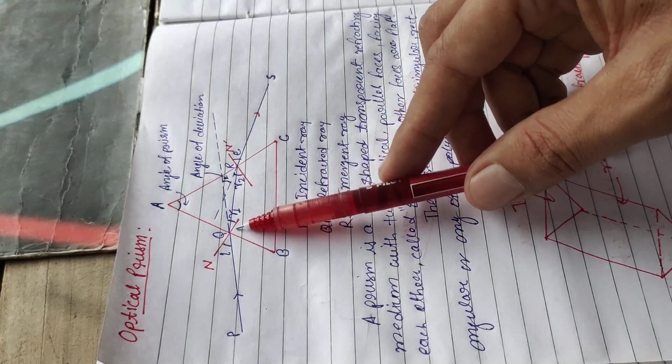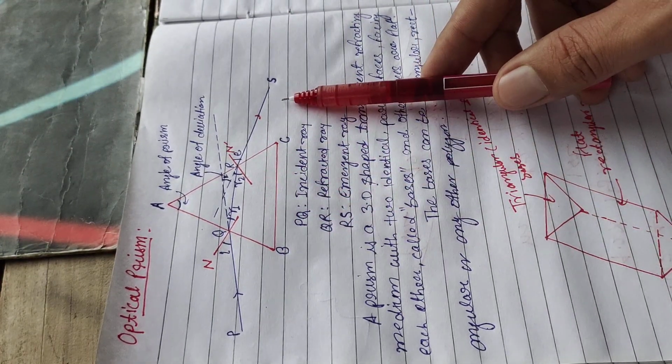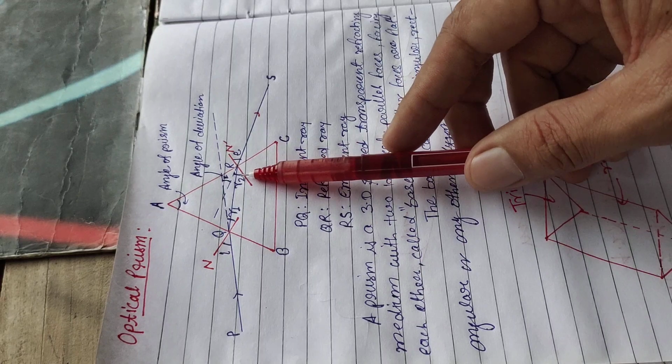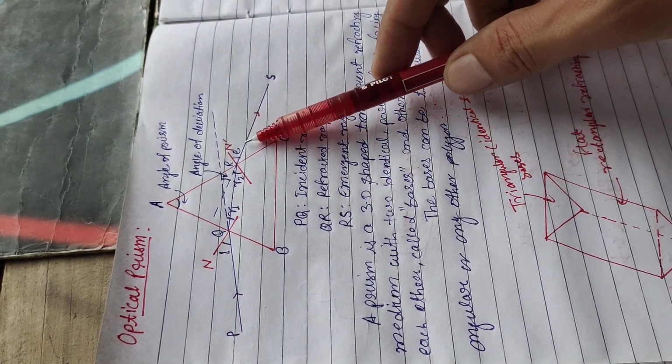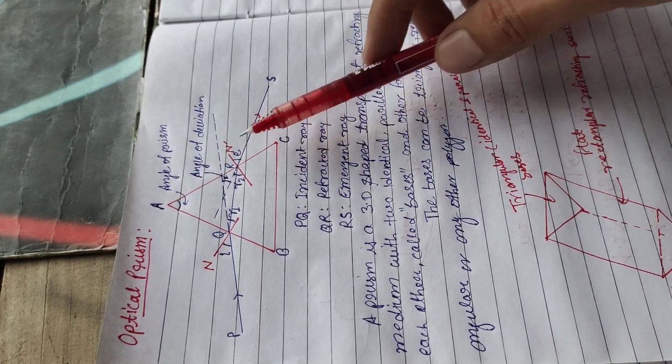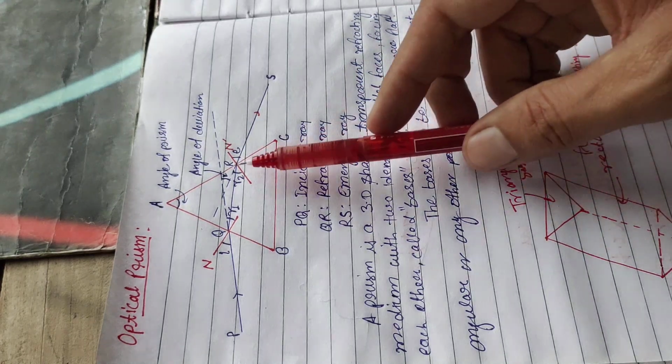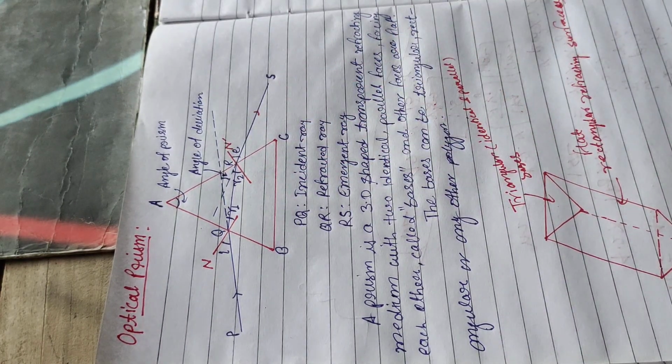As the ray QR is going from denser to rarer, it moves away from the normal as RS, making a certain angle E with the normal, called the angle of emergence, and this ray RS is called the emergent ray.